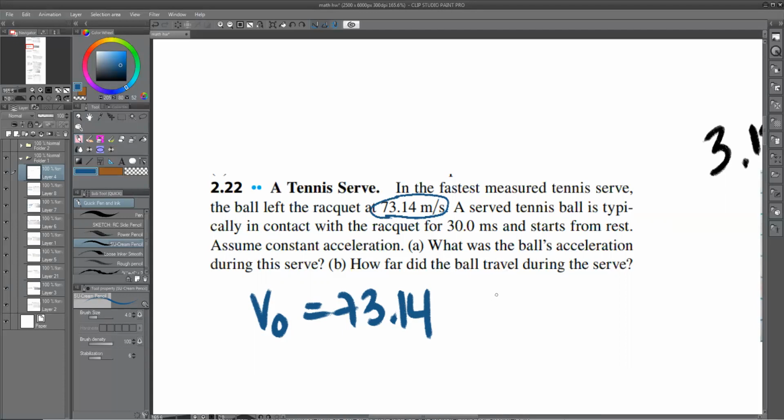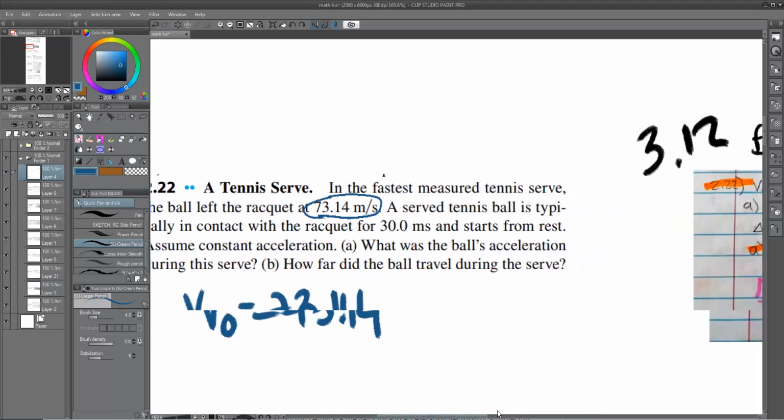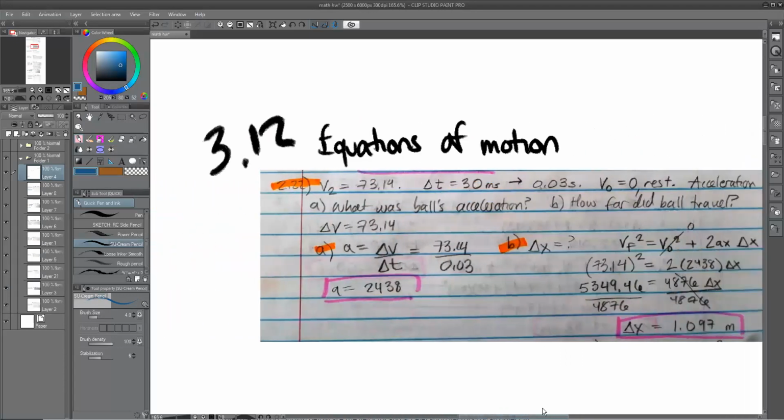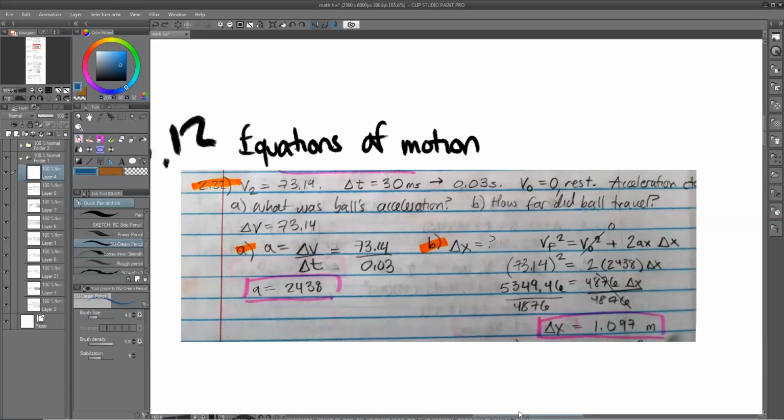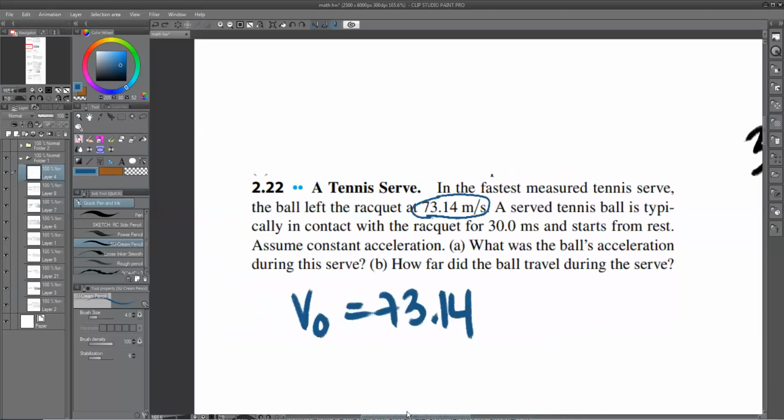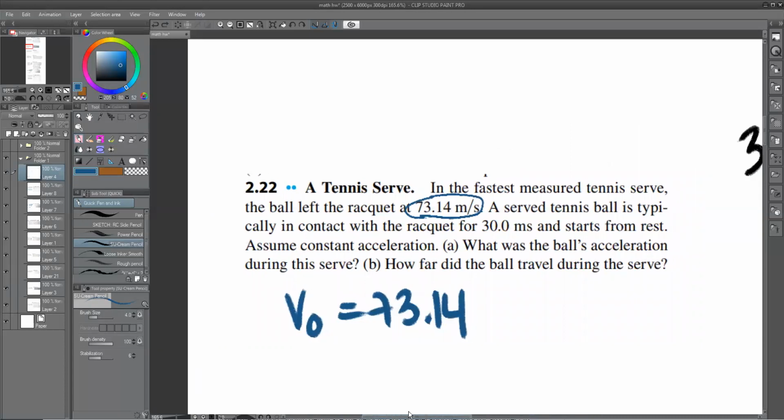So for your value for delta t, you have to convert milliseconds to seconds. That's done for us over here. So 30 milliseconds is equal to 0.03 seconds. That's over here. Sorry if the paper is kind of dark. Okay. So we're assuming constant acceleration.